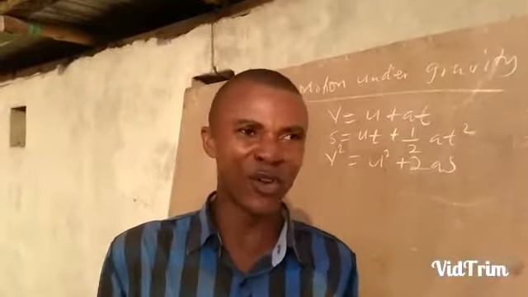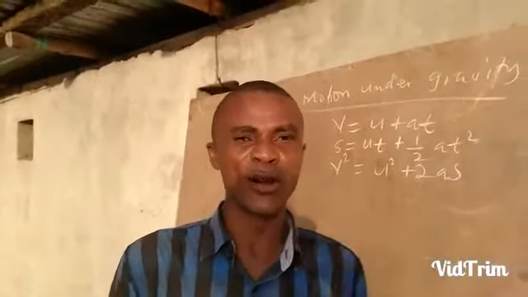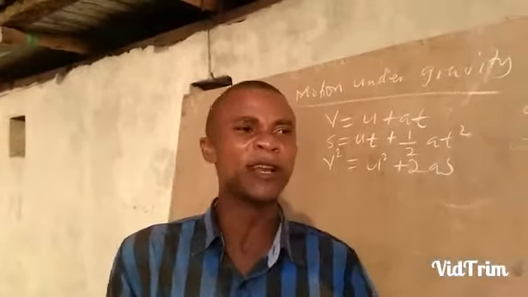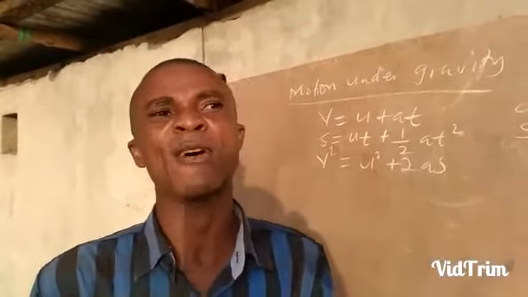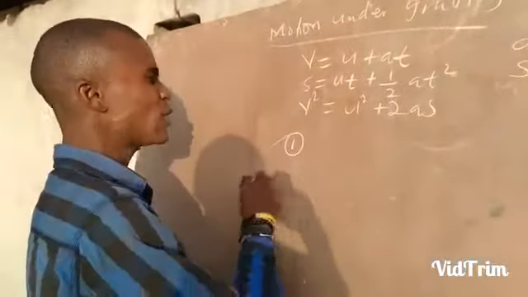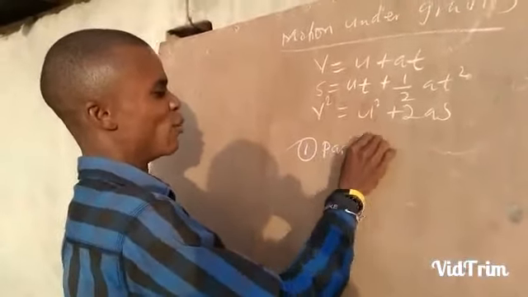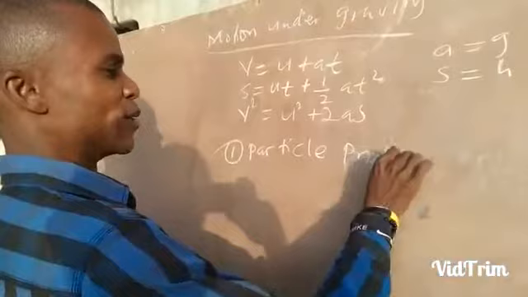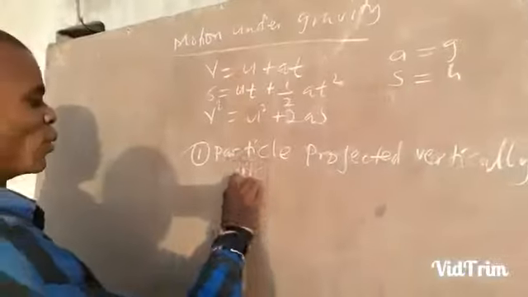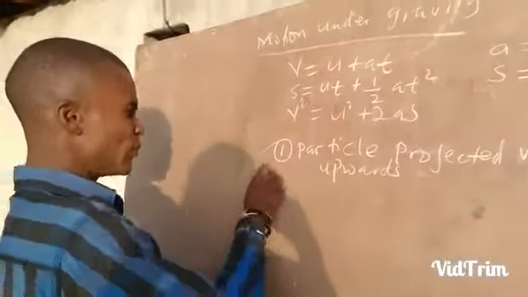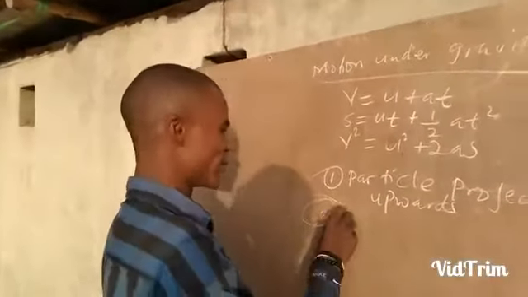Now, under motion under gravity, there are 4 cases that you should know. Once you are able to look at all the 4 cases, you can solve questions related to them wherever you see them. The 4 cases that we try to look at will be case number 1, particle projected vertically upwards. The other thing you should know is particle projected vertically downwards.